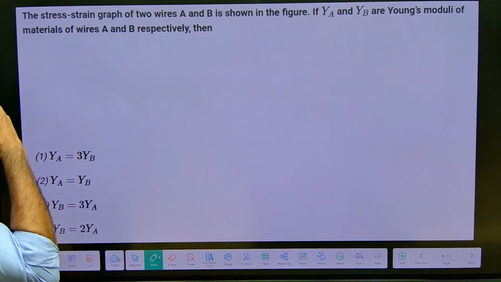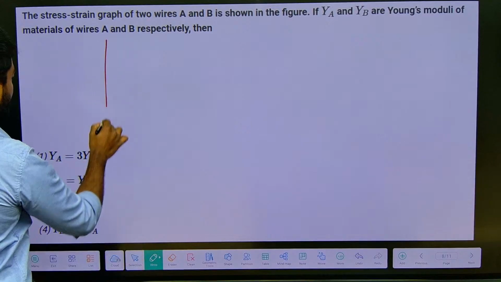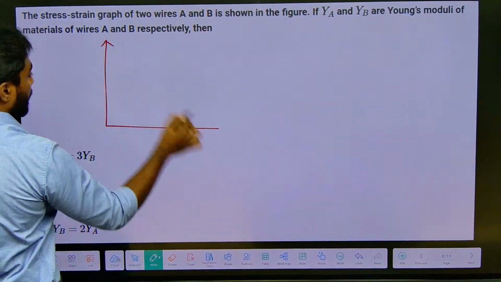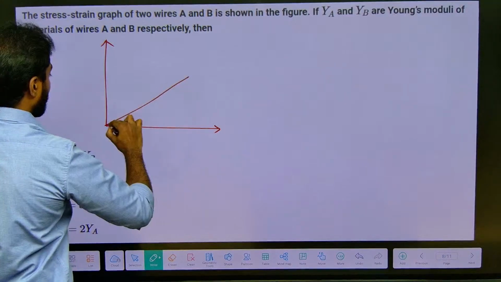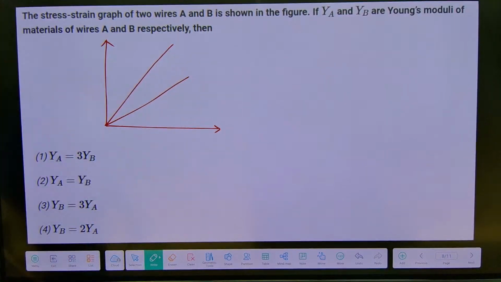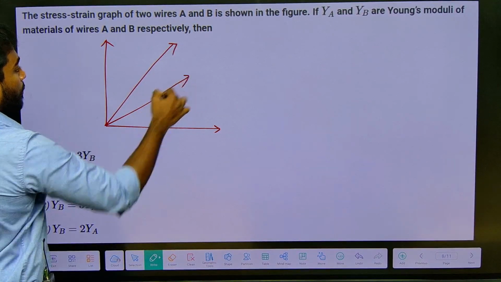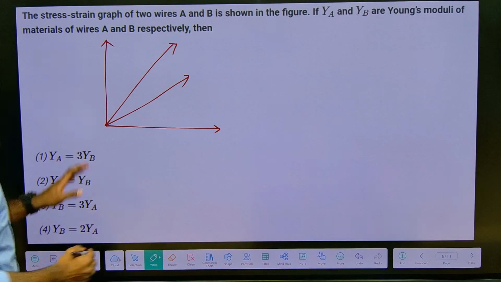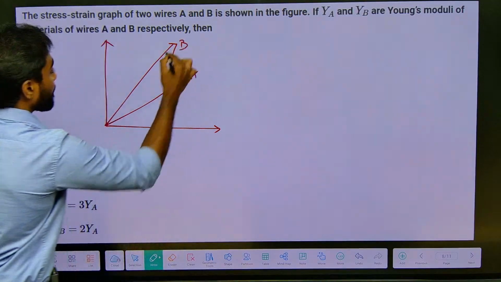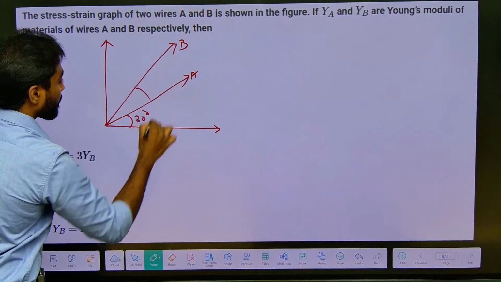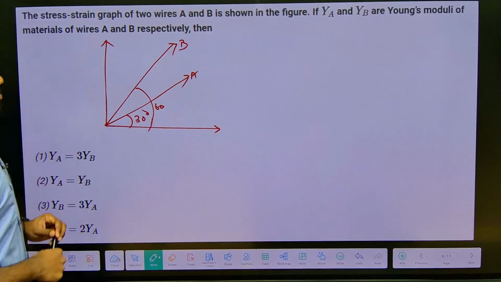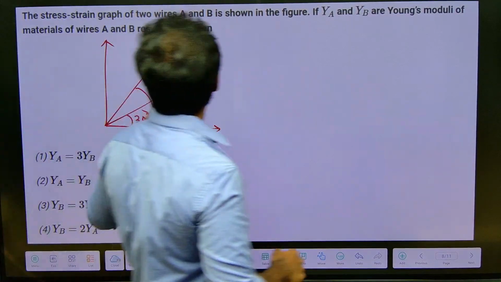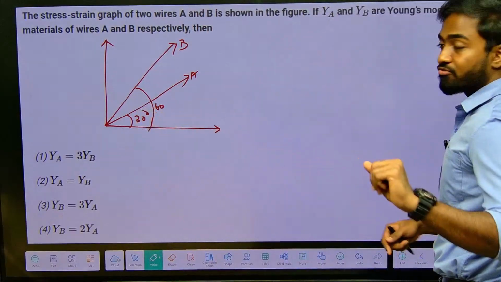Sorry, I will give the graph here. Okay, there is the graph. Wait a minute, let me take the angles. See, this is A and this is B, this is 30 degree and this is 60 degree. So they are asking what is the Young's modulus of the material A and B. Stress versus strain, na?